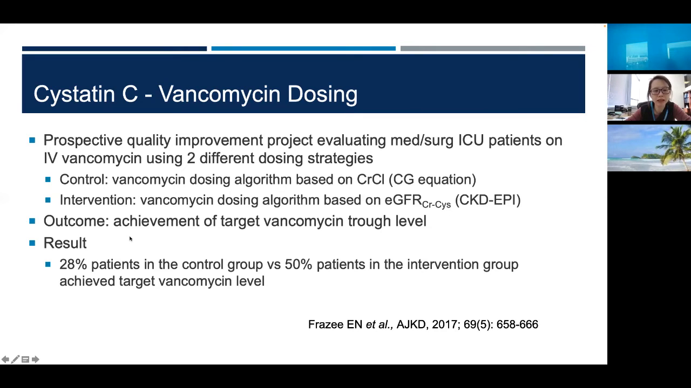They measured how many patients achieved the target vancomycin trough level using either the Cockcroft equation or the CKD-EPI equation. They found that when using the Cockcroft equation, only 28% of patients in the control group achieved the goal target vancomycin trough level, versus 50% of the patients in the intervention group, the ones using CKD-EPI to calculate their eGFR. Almost twice as many patients achieved a target vancomycin level using this algorithm.